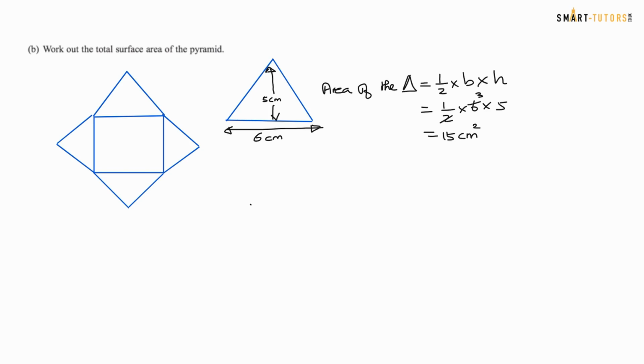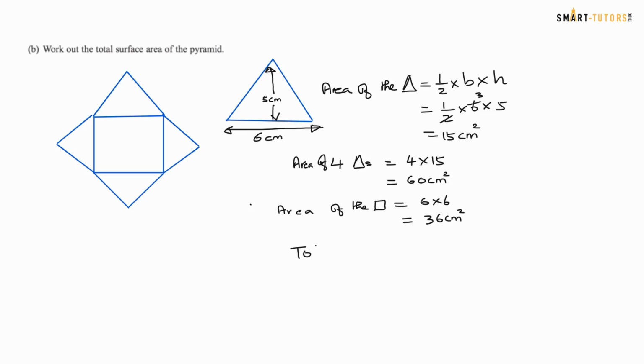So you can easily cut this one, 3 times 5, 15 cm². So area of 4 triangles, 4 times 15, which is 60 cm². So the area of the square, the base is 6 times 6, is 36 cm². So the total surface area is 60 plus 36, is 96 cm². That is our final answer.